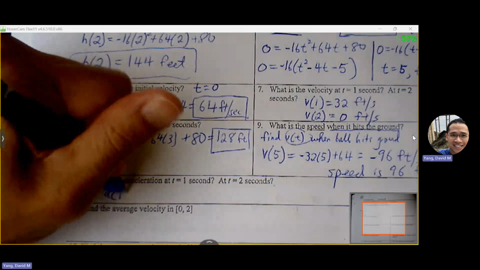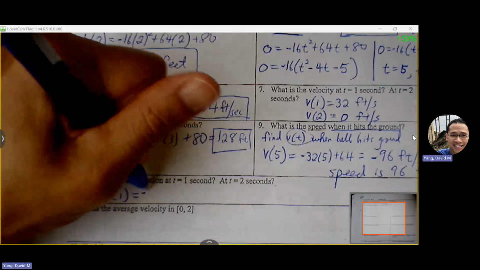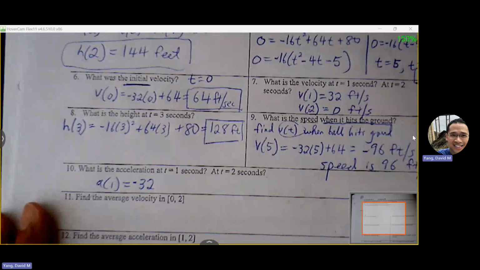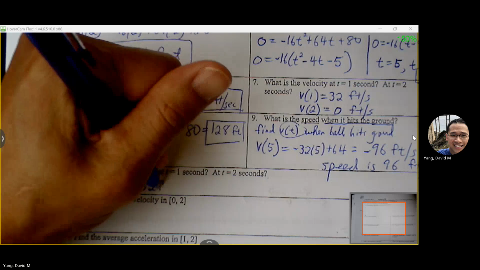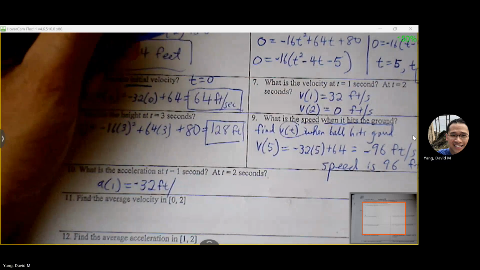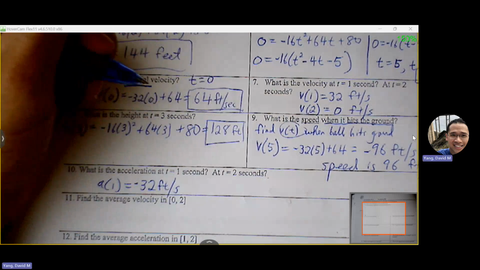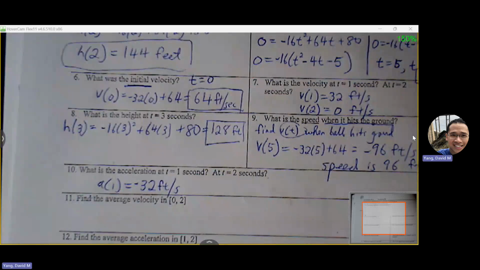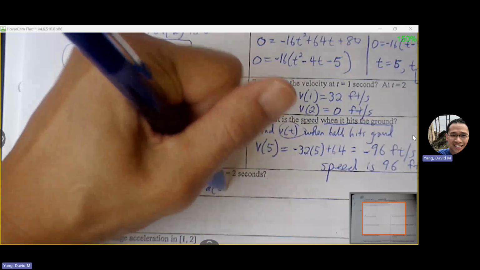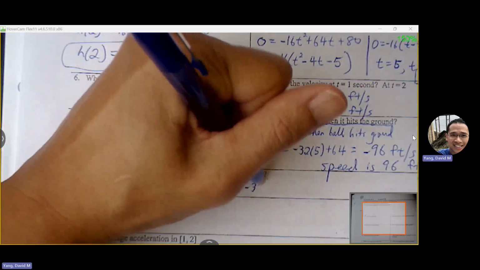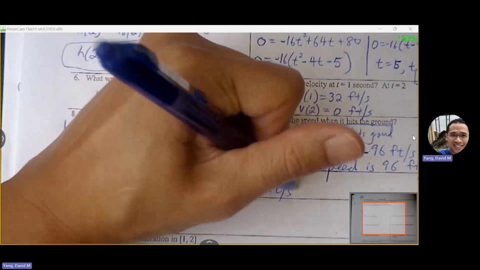So we can say a of 1 is equal to negative 32. And what's our unit of measure for acceleration? Feet per second. Yes, it's feet per second per second. It's the rate of change of velocity. So velocity is feet per second, and then you're dividing by seconds. So we can say feet per second squared. Same thing. A of 2 is also negative 32 feet per second squared.